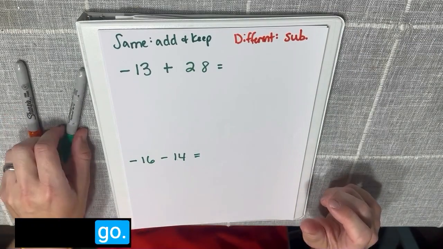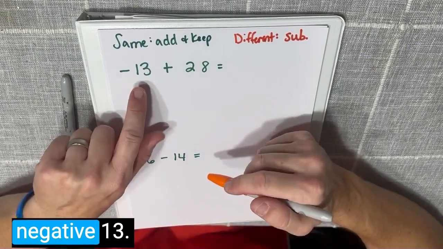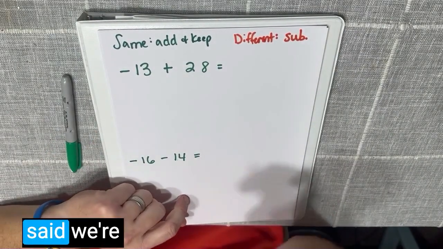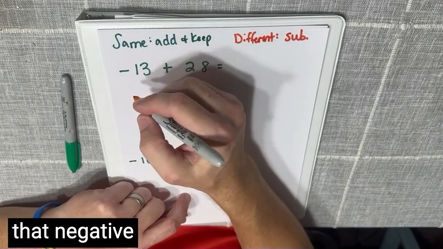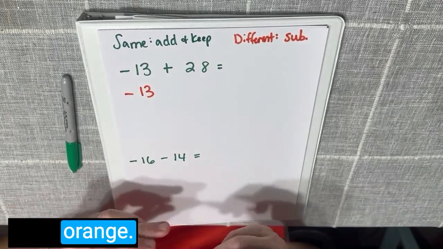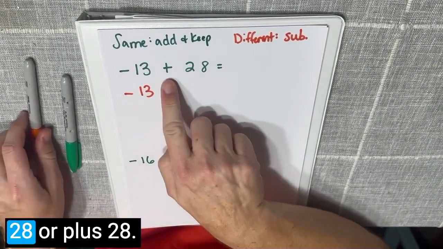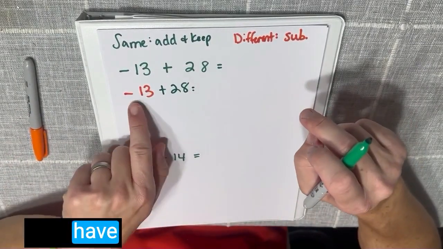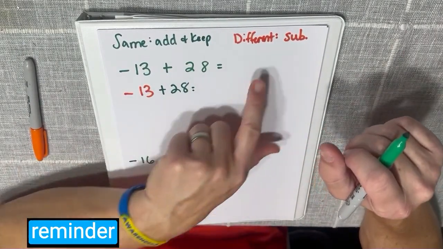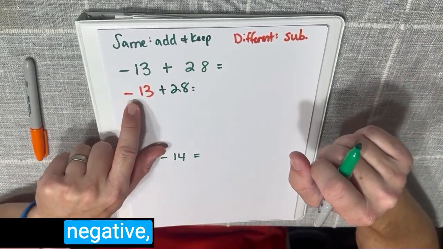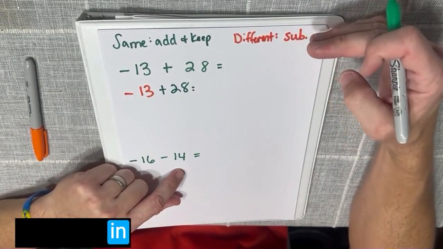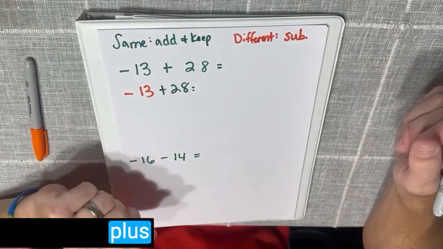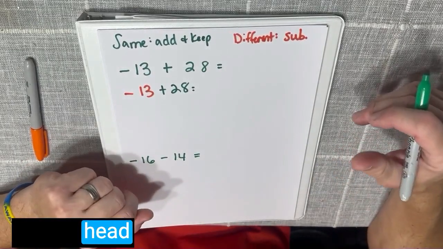All right, so here we go. So looking at here, I have a -13 and a +28, okay? So all the negative numbers we said we're going to write in orange. So I'm going to write that -13 in orange. But when I look at the 28, that's a +28. So I'm going to write that in green. Okay. So when we look at this, mathletes, they have different signs because they're different colors. That's a reminder that we have different signs. One's a negative, one's a positive. So what do we say to do in those cases? We subtract.